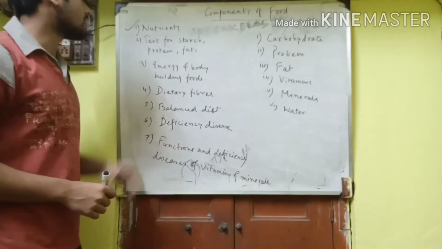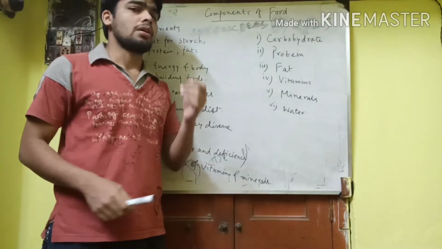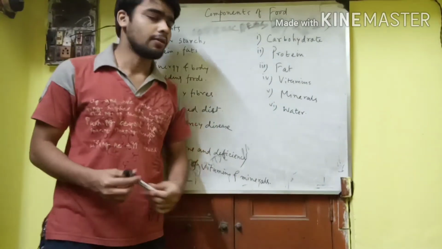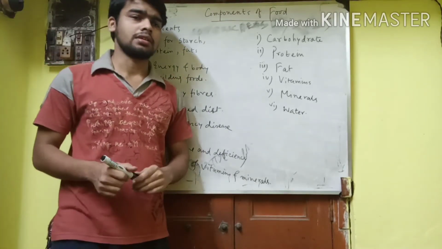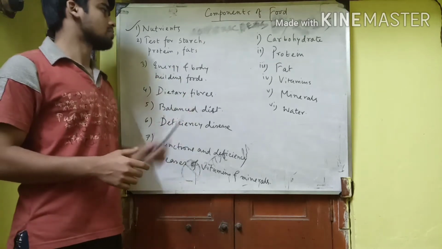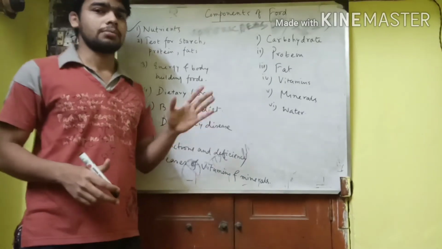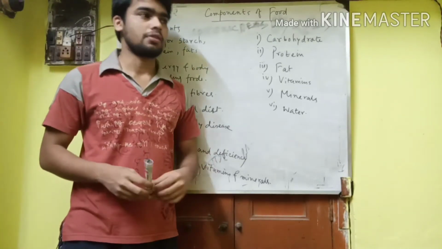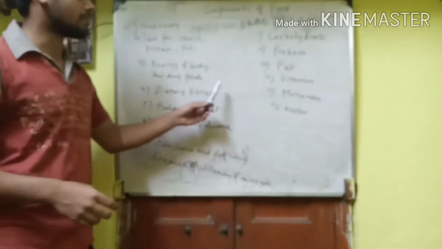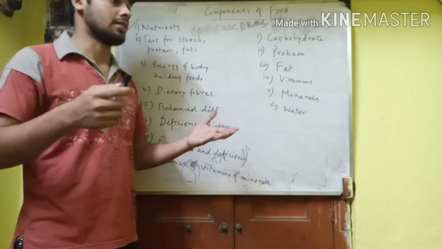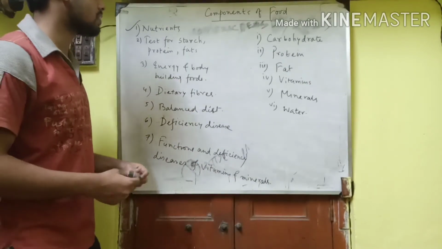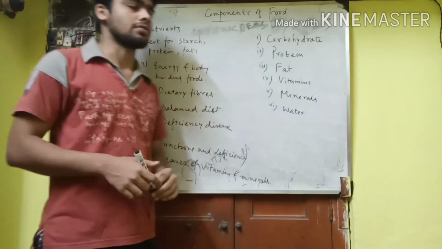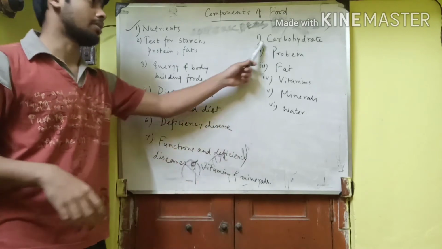So the very next topic: how do we know that a food contains carbohydrate, protein, fats, etc.? There are various tests for this. First of all, the test for starch. Starch means carbohydrate that is stored in plants after the process of photosynthesis. In photosynthesis the plant gives us oxygen, but the main thing is that the plant stores carbohydrate, the end product of the reaction, in various parts of its body, and we need that carbohydrate or starch from plants.